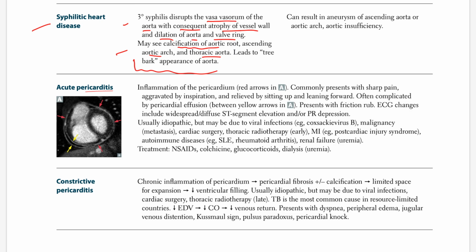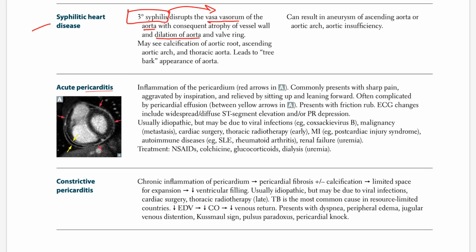Can result in aneurysm of the ascending aorta or aortic arch, or aortic insufficiency. So what is all this about? It is all about tertiary syphilis, which would disrupt the vasa vasorum of the aorta. And when you disrupt the vasa vasorum of the aorta, you are going to cause dilation of the aorta.